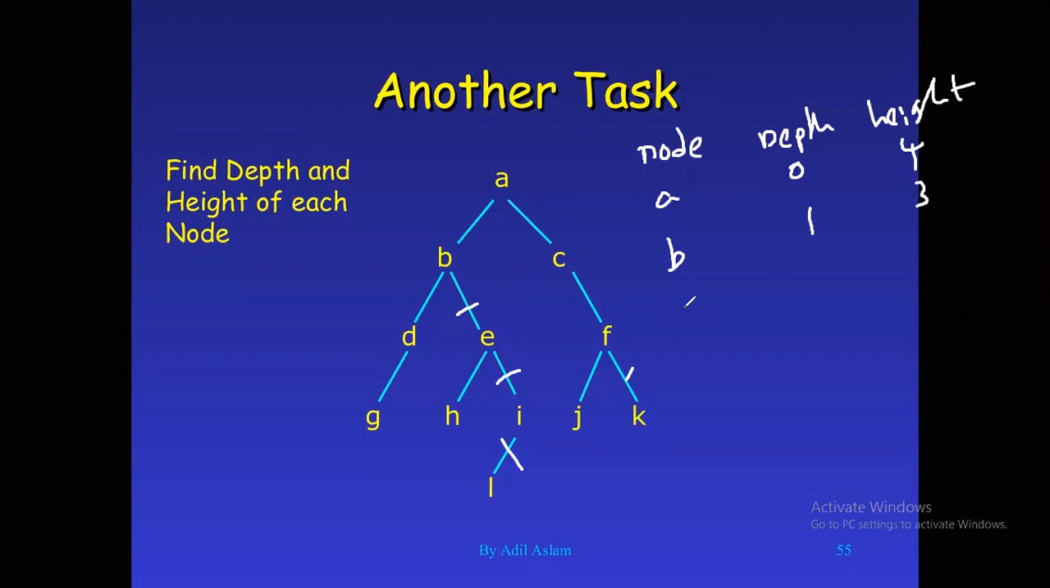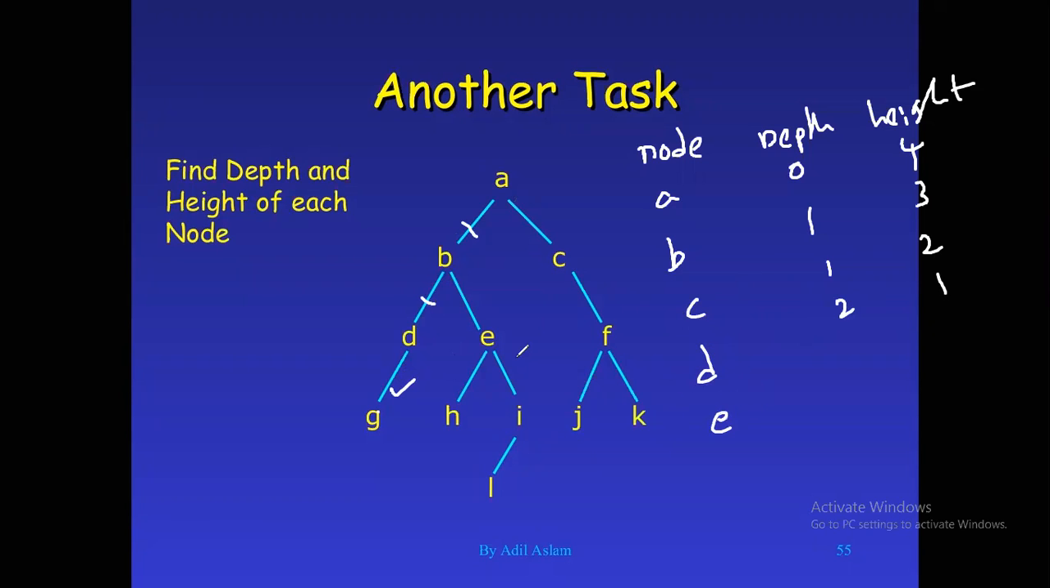Next, come to C. What is the depth of C? Depth 1. What is the height? 1, 2. Height is 2. Next, D. For D, what is the depth? 1, 2. Okay. What is the height? D to leaf, how many edges? 1 edge. Therefore, height is 1.